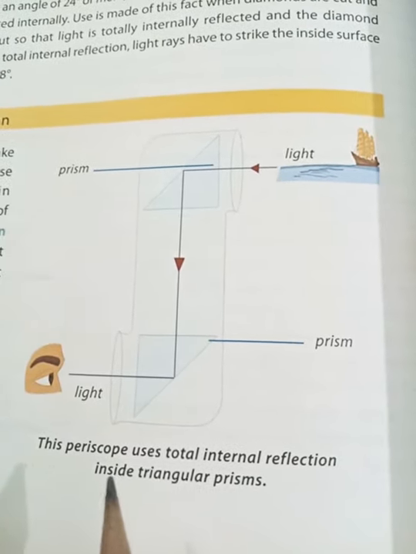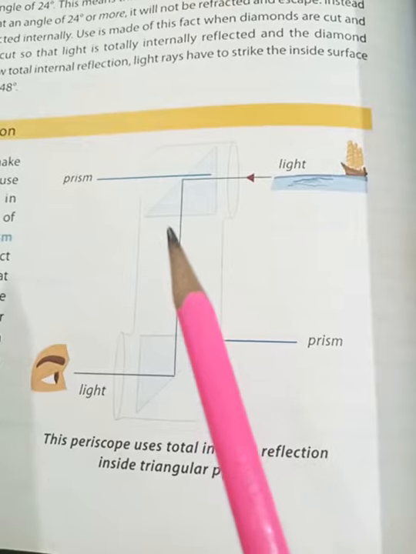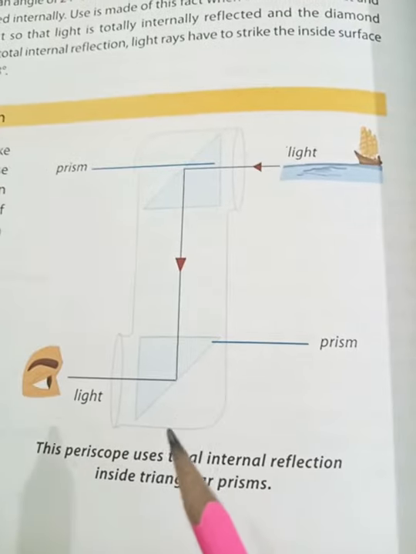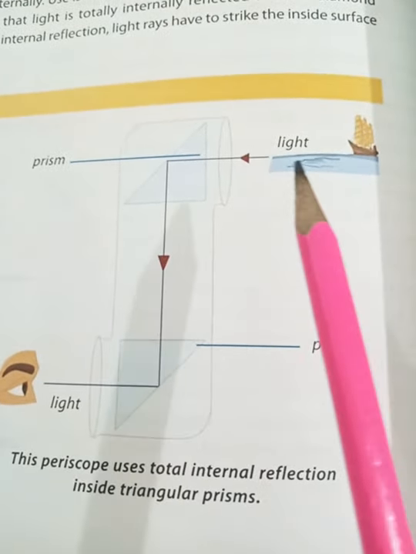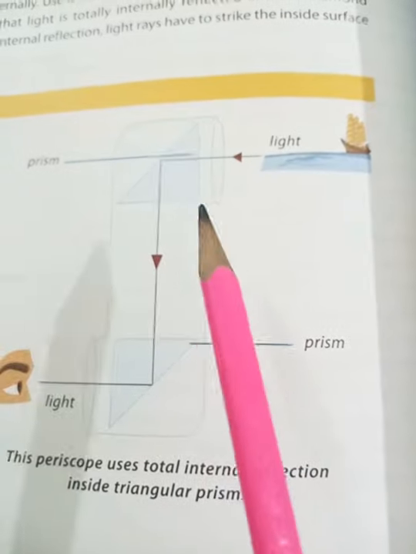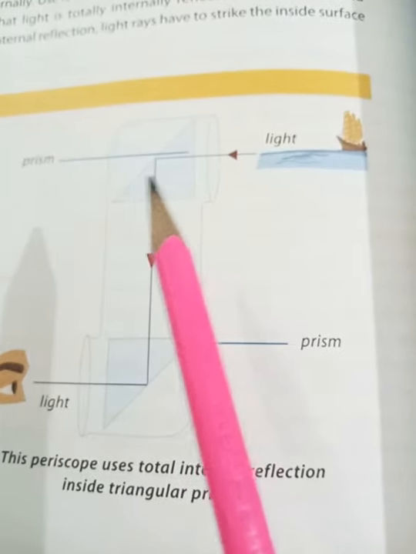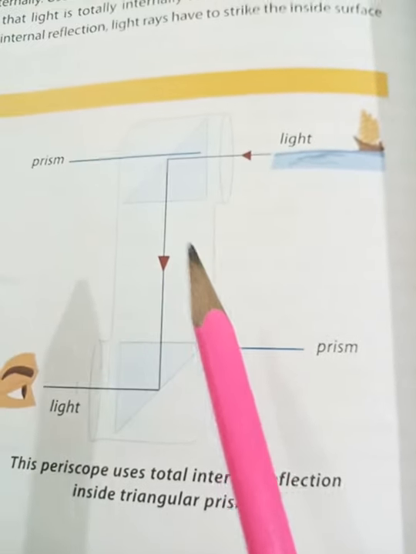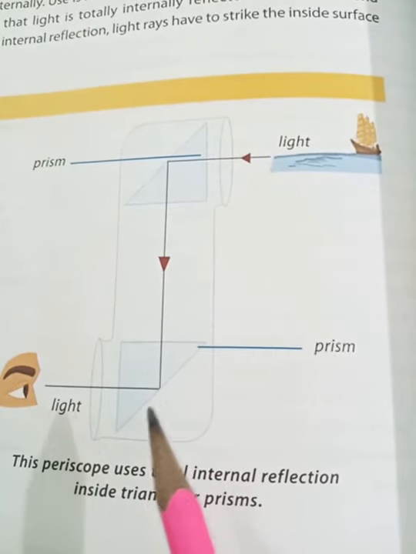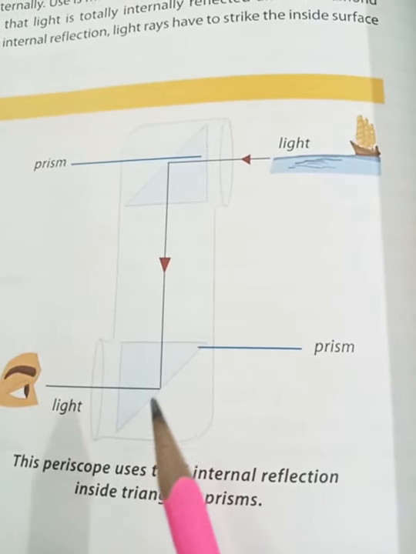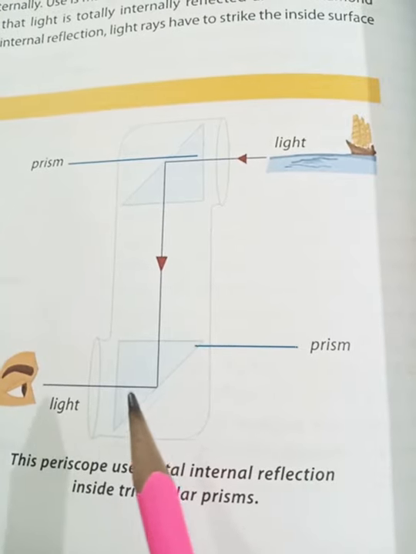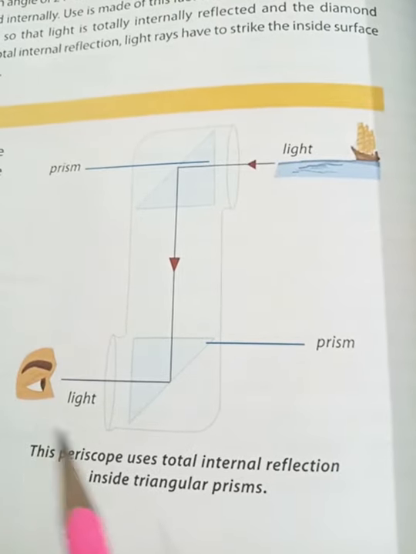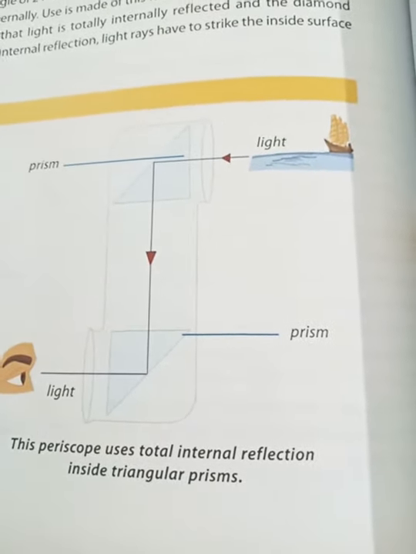Periscopes are used in submarines, where one can see what is happening on the surface through the periscope. Now you see that light is coming from the surface, then a prism is placed here. At the surface of the prism it is not refracted but totally internally reflected, and then comes down. Now this light comes here, and again one more prism is placed. From the surface it is again totally internally reflected and goes to the eye. So in this way I can see what is going on at the surface, right?